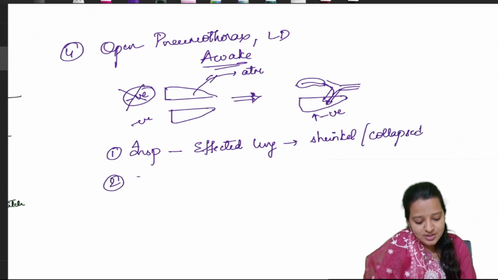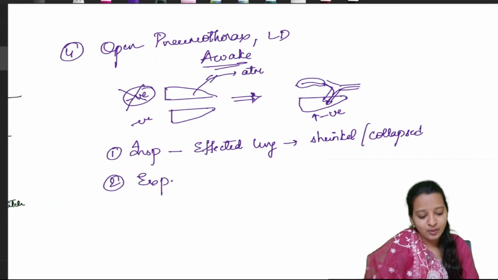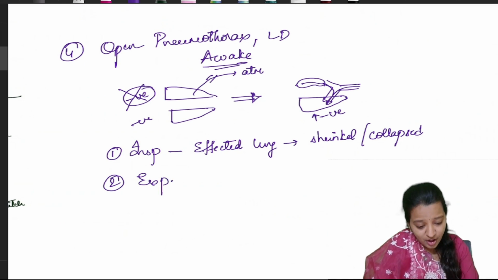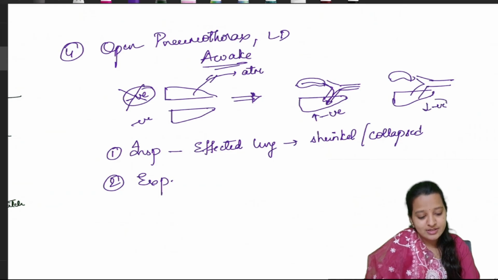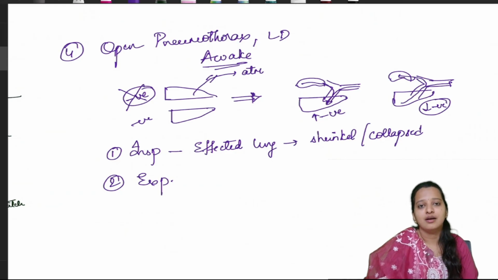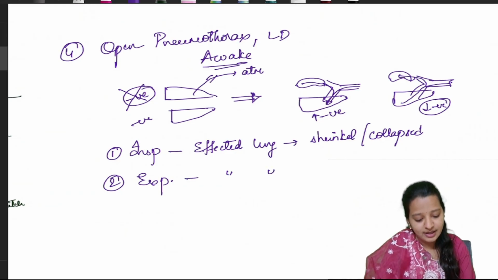What happens during expiration now? This is inspiration. During expiration, it is the reverse. There is a decrease in negative intrapleural pressure, so the air goes out and also towards the affected lung. So the affected lung gets expanded now. This is during inspiration, this is during expiration.